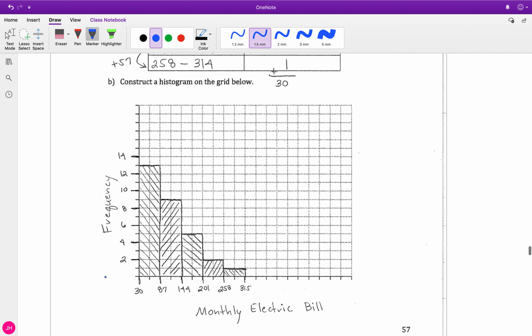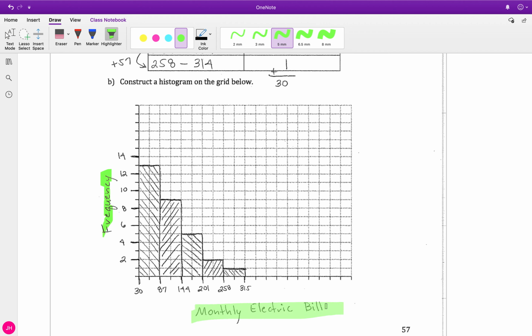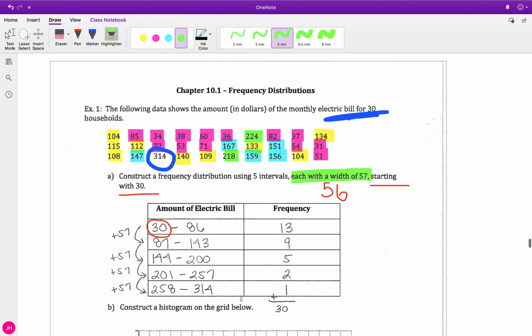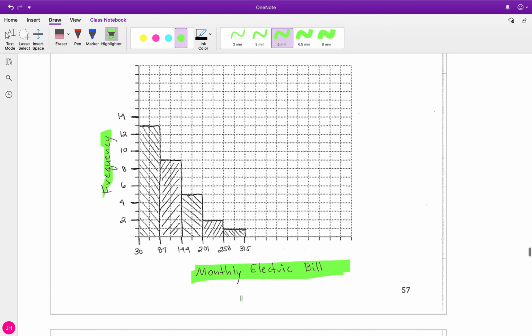With my histogram, a big important part is that I label the axes. My vertical axis, my y-axis, is going to be the frequency, and my horizontal axis, in this case, is our monthly electric bill.